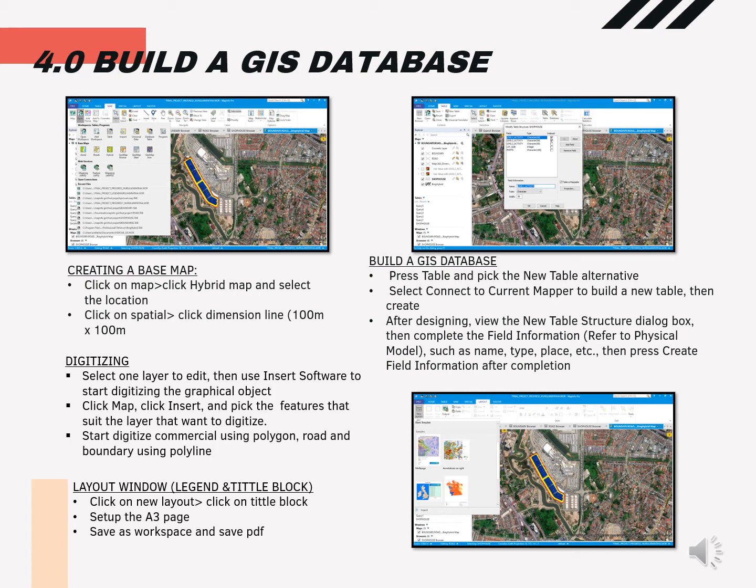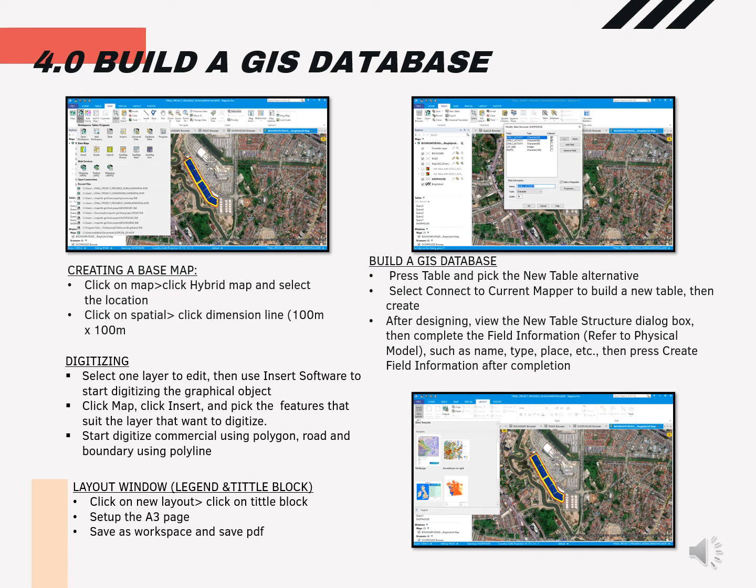Third is building the database. To build the database, press Table and pick the New Table alternative. Then select Connect to Current Mapper to build a new table, then Create. After designing, view the New Table Structure dialog box. Then complete the field information. Refer to the physical model, such as name, type, place. Then press Create after completing the field information.